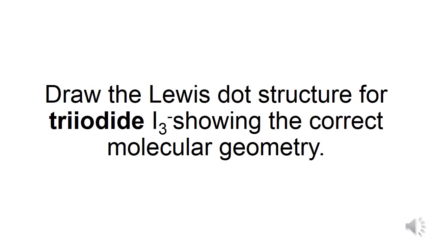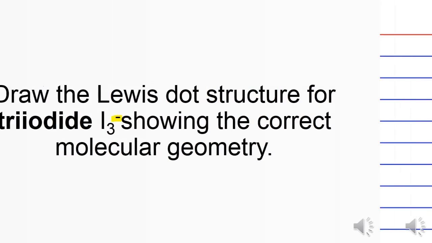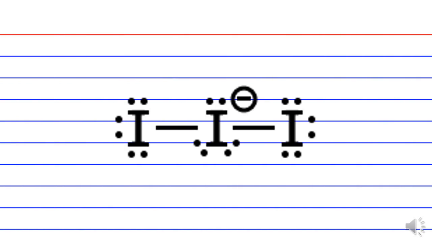Draw the Lewis dot structure for triiodide. It's I3 and the whole thing has a charge of -1, showing the correct molecular geometry. Alright, so here goes triiodide. Each iodine has 7 valence electrons. The structure makes sense.